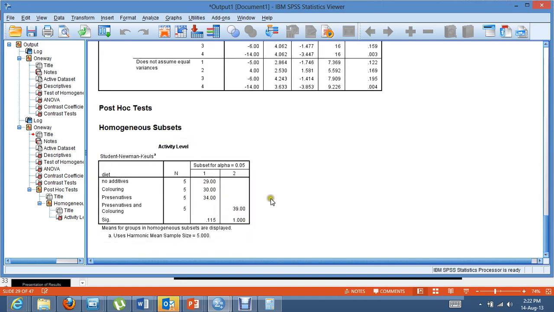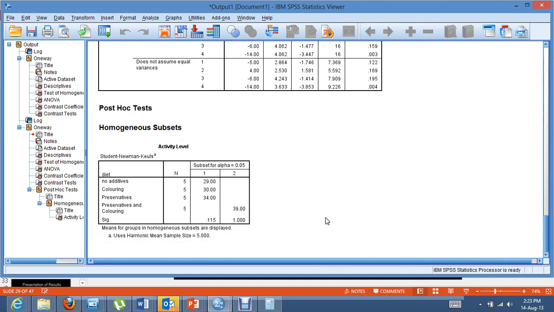Basically with post-hoc tests, groups that are in the same column do not differ significantly from each other. Groups that are in different columns do differ significantly, as long as there's no repeat groups. I'll show you what I mean by that in a sec. So this post-hoc test shows us that the mean activity levels of children given preservatives and colouring differ significantly from those given no additives, colouring only, or preservatives only, but the mean activity levels of each of these groups do not differ significantly from each other, and that's the p-value for these 3 groups. Don't worry about this p-value saying 1, just ignore it.